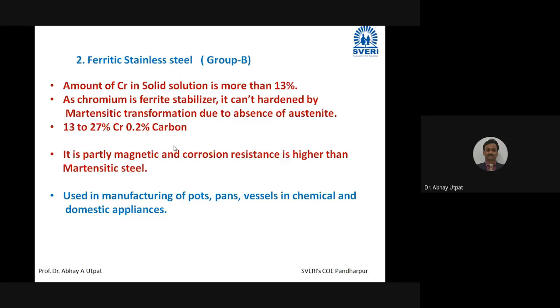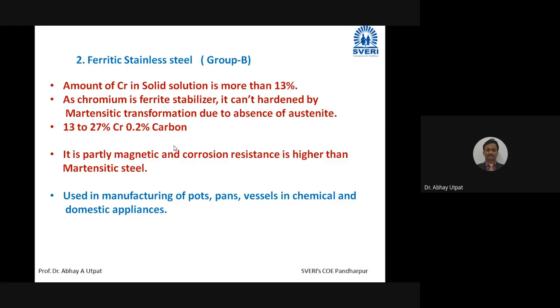As chromium is a ferrite stabilizer, it can't be hardened by martensitic transformation due to the absence of austenite. A very important and bold statement, because your concept is clear through this statement. I am going to repeat it once again. As chromium is a ferrite stabilizer, it can't be hardened by martensitic transformation. Now, once again, go back to the previous discussion. Martensite is always formed from austenite only.